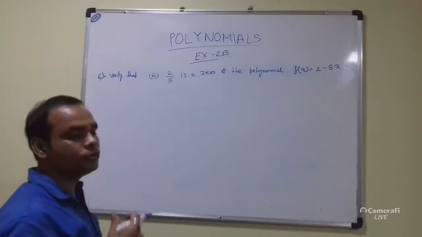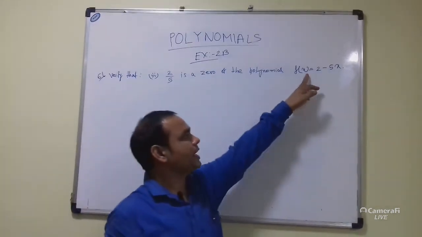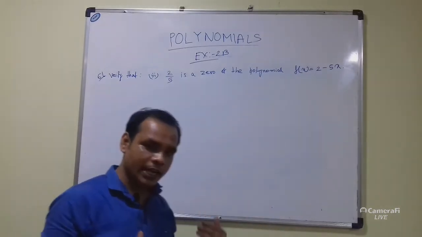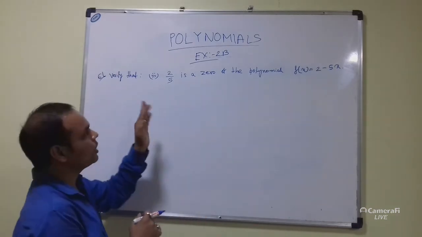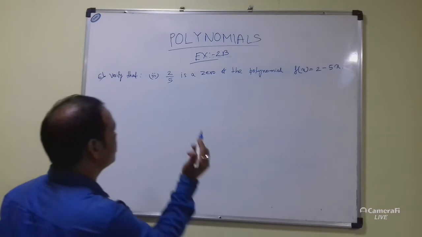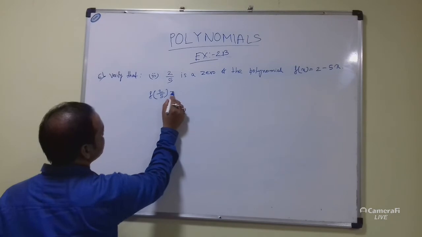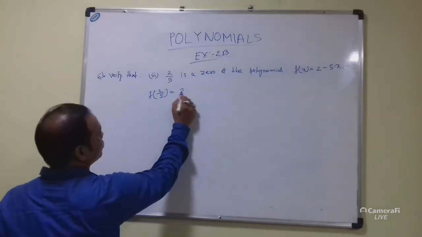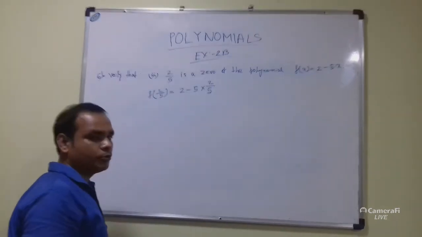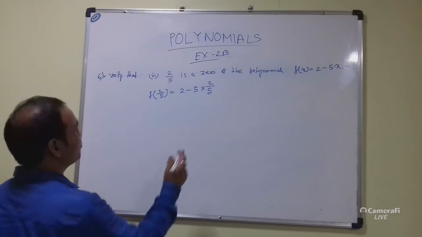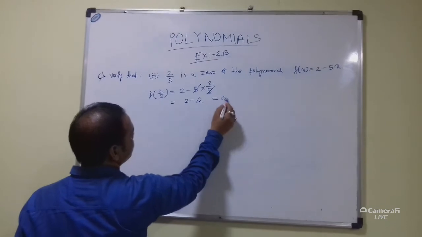So here, how will you check? We have to put 2 by 5 in the place of x, and then we have to calculate. If the result is 0, then we can say that 2 by 5 is a zero of this polynomial. So here f of 2 by 5 is equal to 2 minus 5 into 2 by 5, because we have to put 2 by 5 in the place of x. Now calculate it. 5 will be cut, so it will be 2 minus 2. So 2 minus 2 is 0.